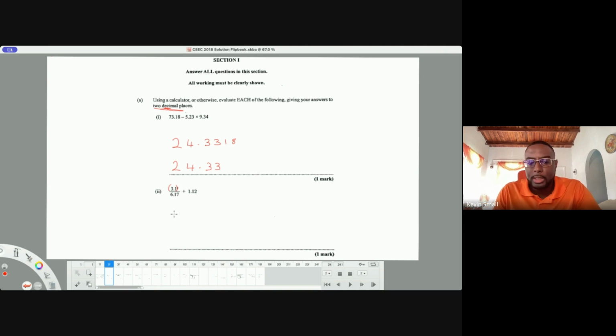So for me, I get 2.677536, etc., etc. But for two decimal places, I'm only going to write for the exam 2.68. You have to round up this 7 here. This last 7 after the 6, you have to round it up to an 8. All right.